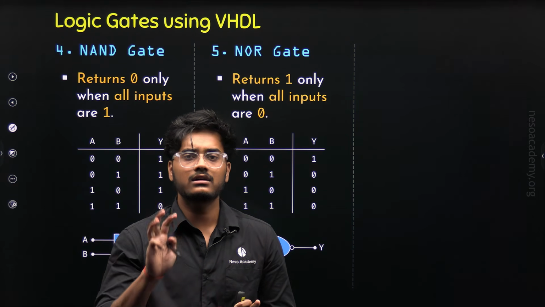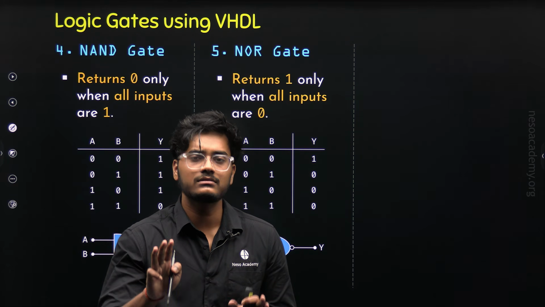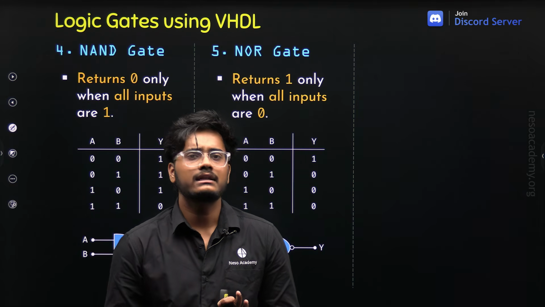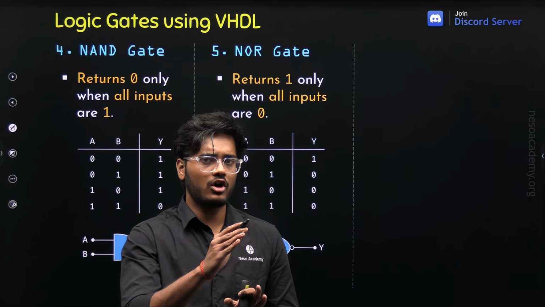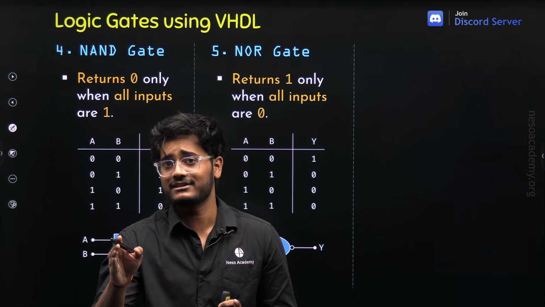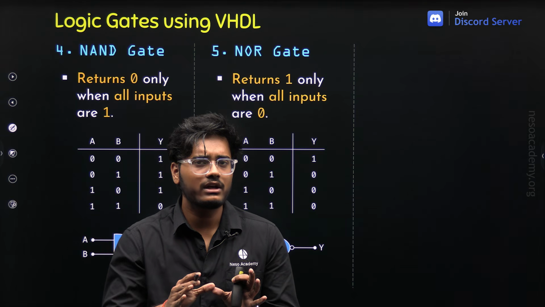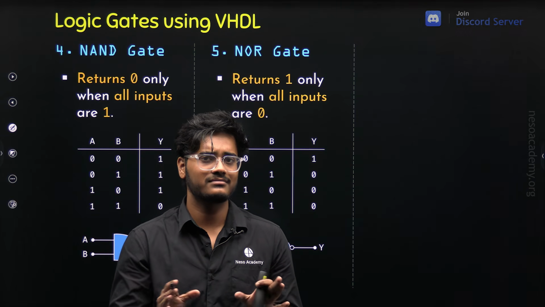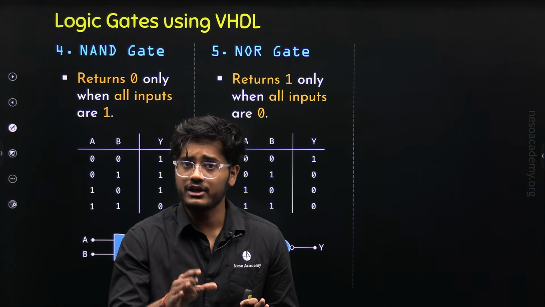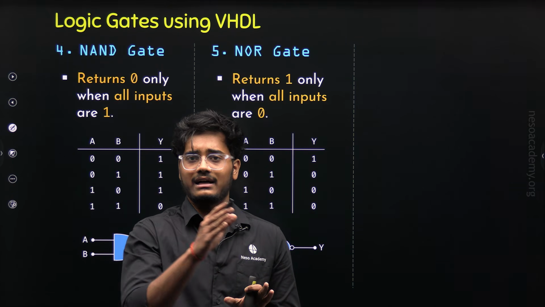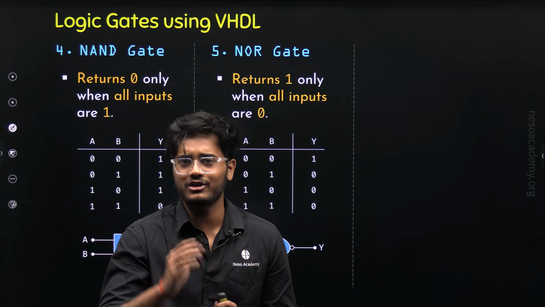Now, let's see the third category of logic gates, derived gates. Derived gates include XOR gate and XNOR gate. Now, why are we calling them derived gates? Because they are derived using the basic logic gates: AND gate, OR gate, NOT gate.